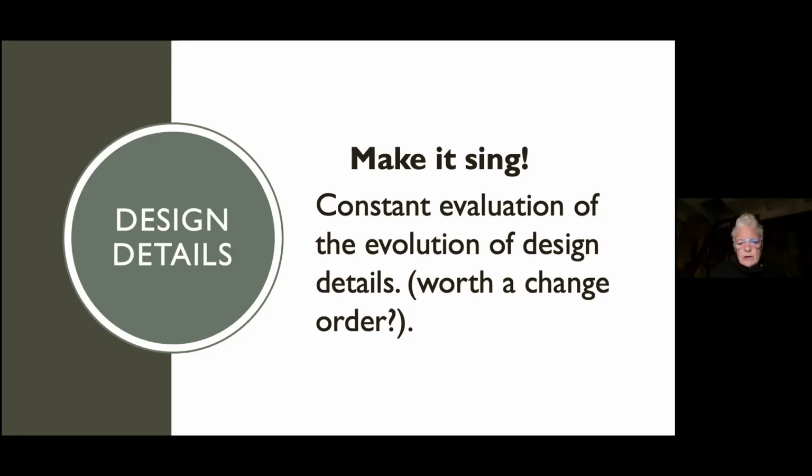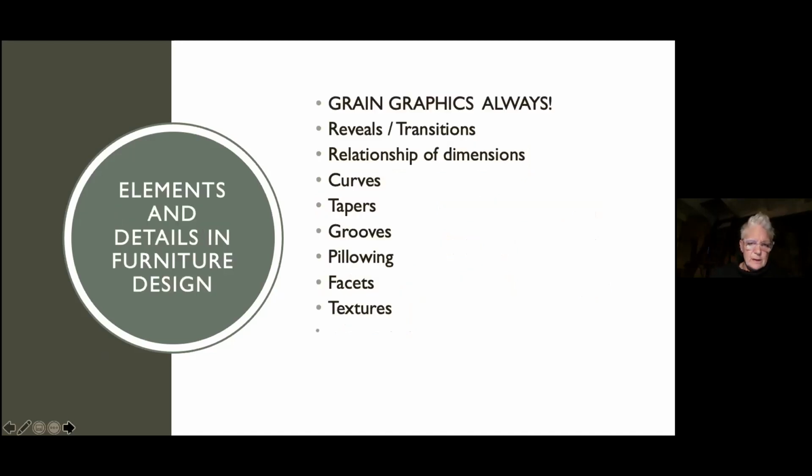Now, if there's a large detail that I want to change, I do need to go to the client, and I need to at least get a buy-in from them, if not a change order. But usually the smaller things, like I'm about to talk to you about edge treatments and beveling and things like that, those are decisions I can make independent of the client that are going to really add to the look of that piece. So these are some categories of elements: grain graphics always, right? We've discussed that. Reveals and transitions, relationship of dimensions, curves, tapers, grooves, pillowing, facets, and textures.